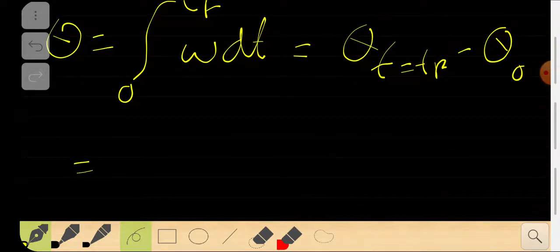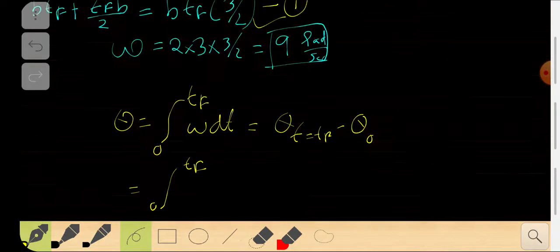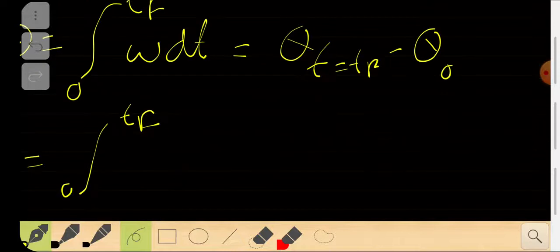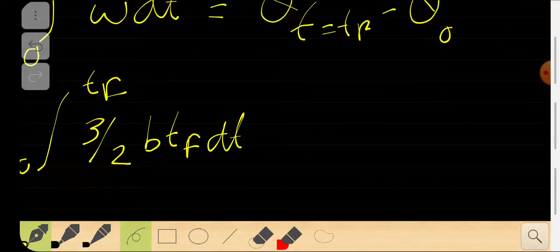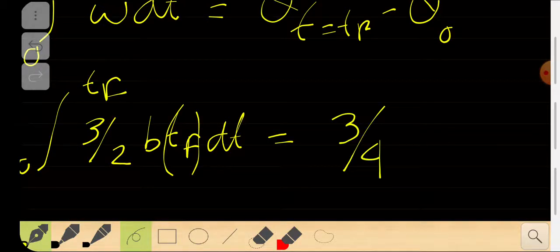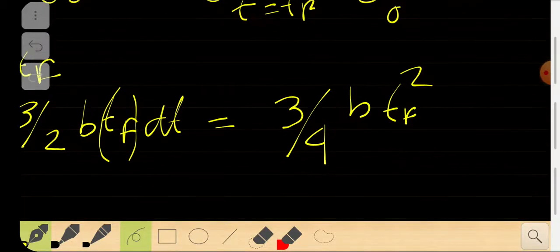So you can substitute the value of omega here, from 0 to tf. Omega was 3 by 2 btf, right? So it's 3 by 2 btf dt, and you get tf, which is the final time. It can vary, so this is our variable here. Now you can say that it is 3 by 4 btf squared, right? That's the value from 0 to tf.